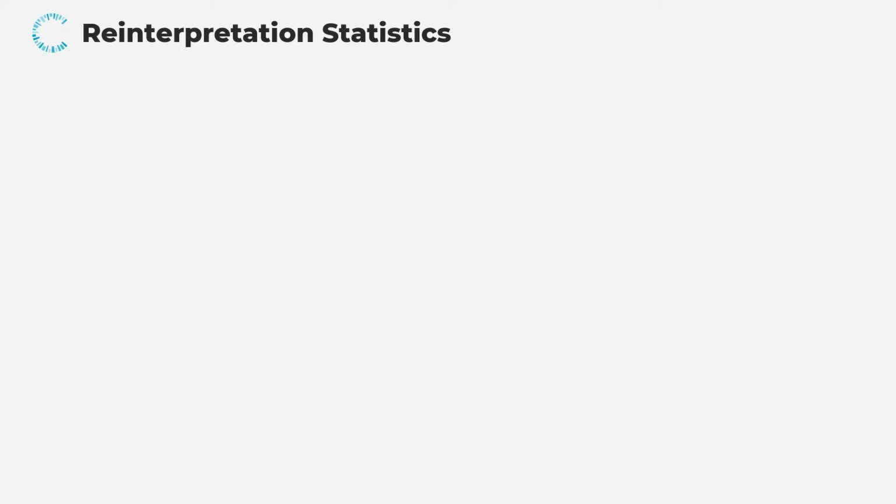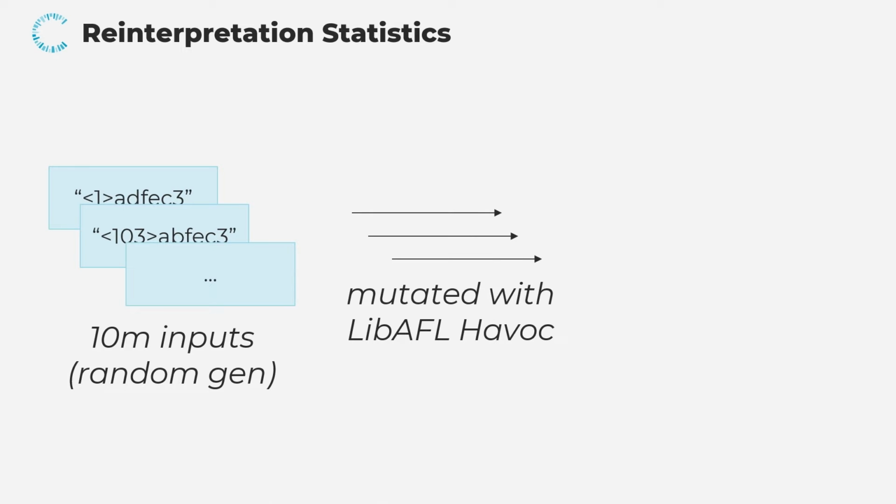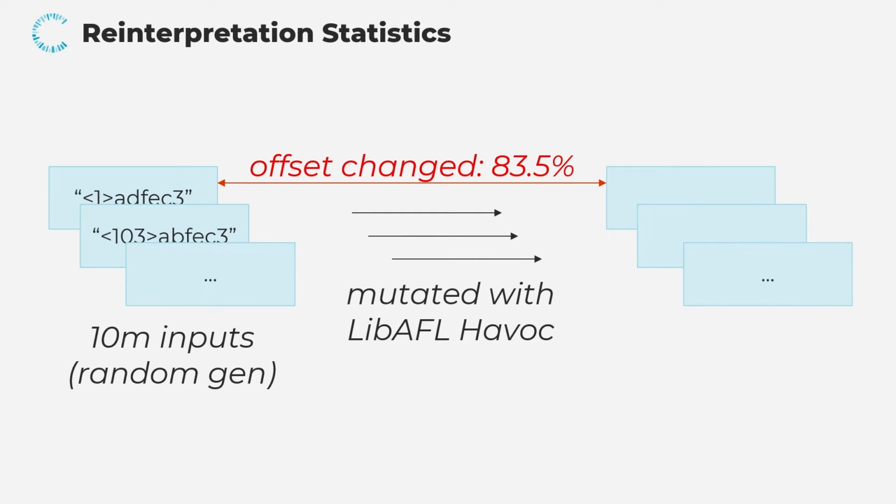What ends up happening in practice is I actually wrote a little program to see how frequently this would change the result of a particular operation using off-the-shelf mutation tools. So I took 10 million inputs, and then I mutated them, each with libafl havoc, which is a classic mutation algorithm. And then what I ended up with was 83.5% of the inputs no longer represented the same shape that they originally did. What that means is that if I had almost solved that, 83.5% of the time, I would have completely corrupted the input.